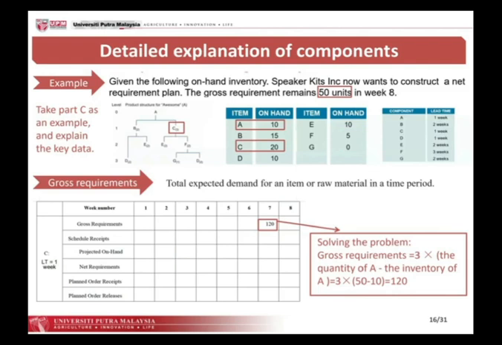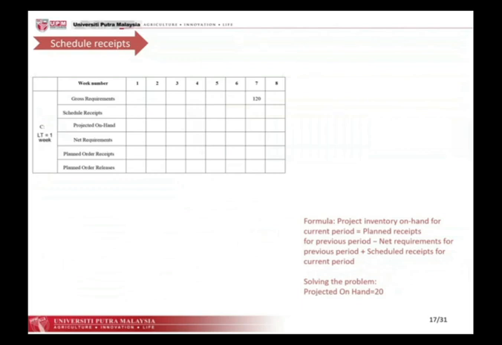From the question, it can be seen that the total quantity of Part A is 50 units, with 10 units on hand. Therefore, Part A only needs to produce 40 units, and one Part A requires the combination of 3 Part C. So, Part C's gross requirement is 3 multiplied by 40 equals 120.